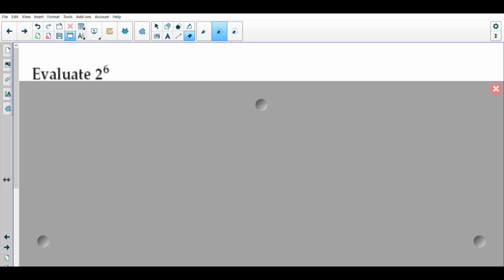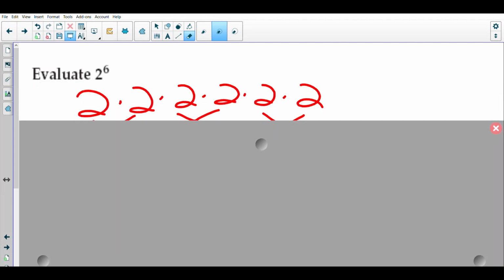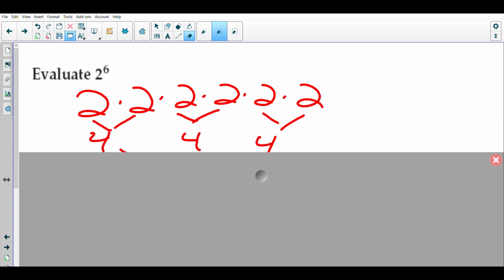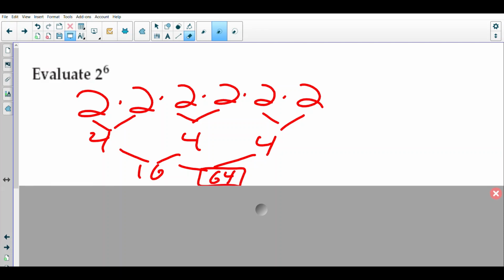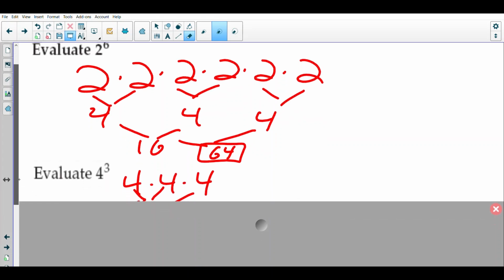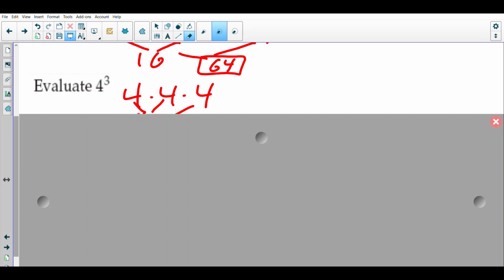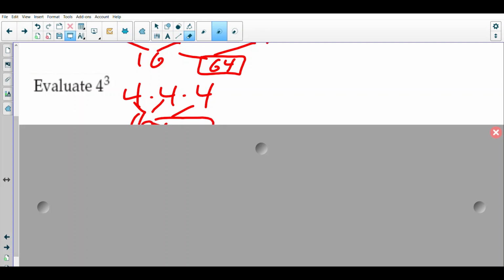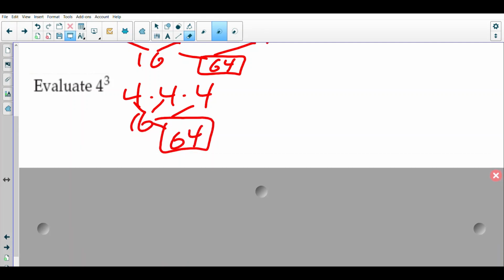So evaluate 2 to the 6th power. Remember, the powers mean repeated multiplication. This really says to us 2 times 2 times 2 times 2 times 2 times 2. So we can use our properties of multiplication and multiply all of that together. I'm going to go 4 times 4 times 4, and I get 16. And then 16 times 4 would give us 64. The next one, 4 to the 3rd power. I do this exact same thing. 4 times 4 times 4, well, 4 times 4 is 16, and then 16 times 4, again, is 64.